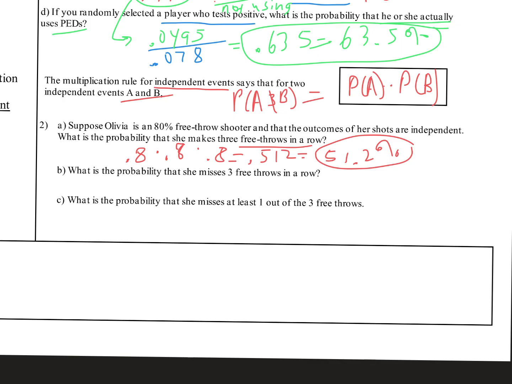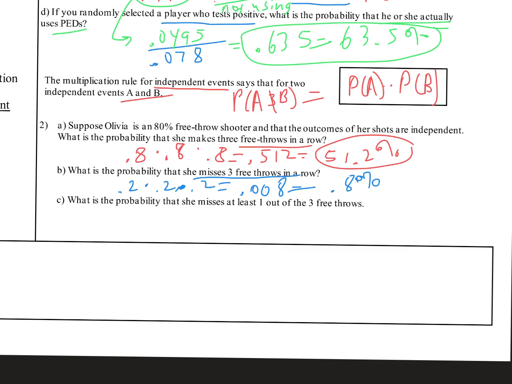Now, what's the probability that she misses 3 in a row? Well, if her probability of making is 0.8, that means the probability of missing is 0.2. So I just multiply that times itself 3 times. 0.2 times 0.2 times 0.2. So that would be 0.008. So less than 1% chance, 0.8% chance.